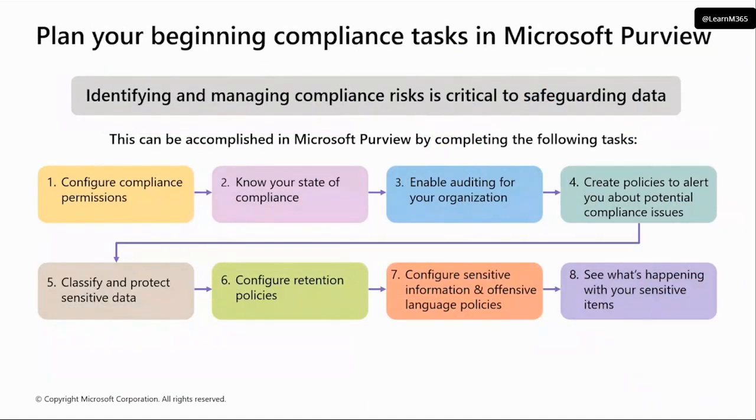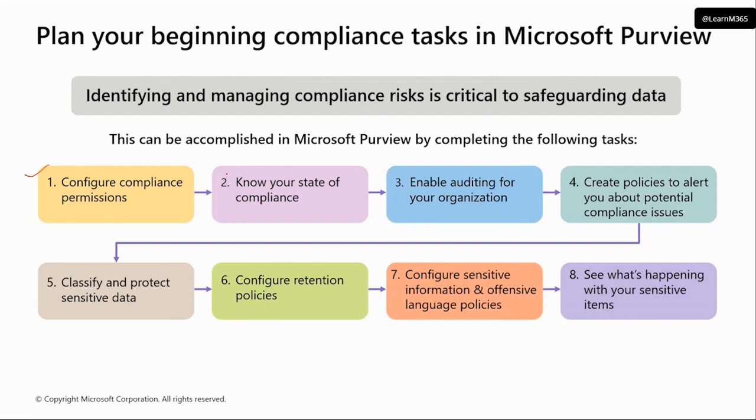Then we have the next one, how to plan your compliance in Microsoft Purview if you are very new. Identifying and managing compliance risk is critical to safeguarding data. First of all, configure compliance permission. Yes, if you remember, I told you one thing. Though you are a global admin, still you cannot have access to certain things, for example, e-discovery case management or data explorer, content explorer. You need to have compliance related permissions. You need to be a part of certain role groups. Then only will you be able to access these services.